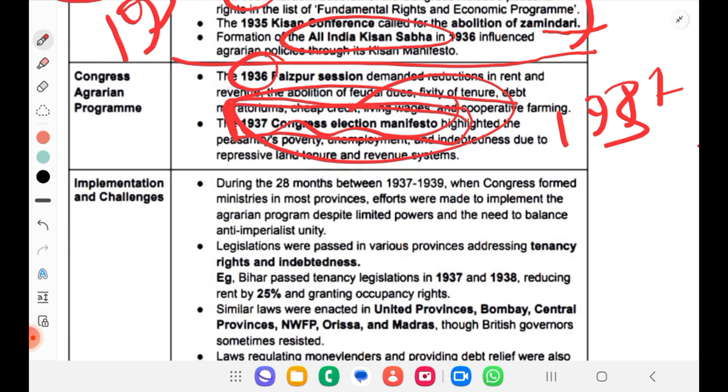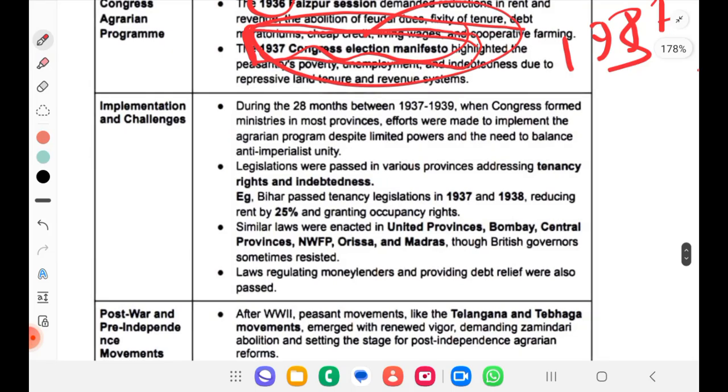Example, Bihar passed tenancy legislations in 1937 and 1938, reducing rents by 25% and granting occupancy right. Similar laws were enacted in United Provinces, Bombay, Central Provinces, Northwestern Frontier, Orissa and Madras. Though British governors sometimes resisted, provinces implemented them. Laws regulating money lenders and providing debt relief were also passed.